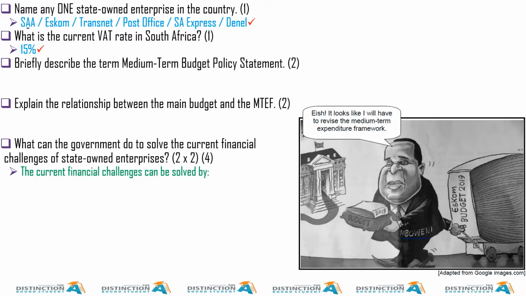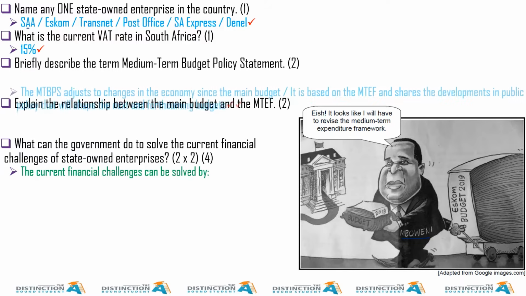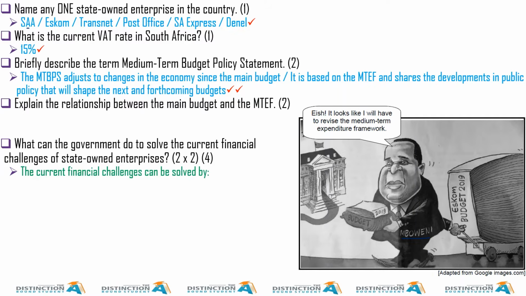Briefly describe the term medium-term expenditure framework. I've done it already. Oh, the medium-term budget policy statement. The medium-term budget policy statement adjusts to changes in the economy since the main budget. As we all know, the main budget is presented in February, and so these adjustments can be made in October when this budget is being presented. It is based on the medium-term expenditure framework and shares the developments in public policy that will shape the next and forthcoming budgets. So it's a 3-year rolling budget.